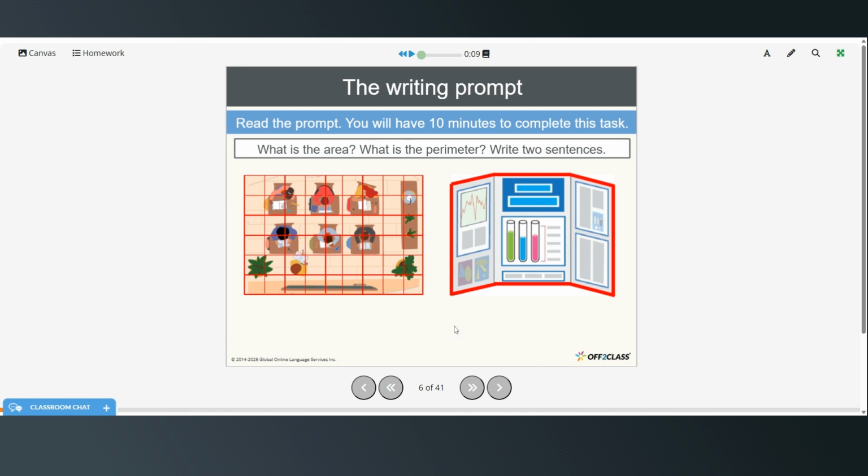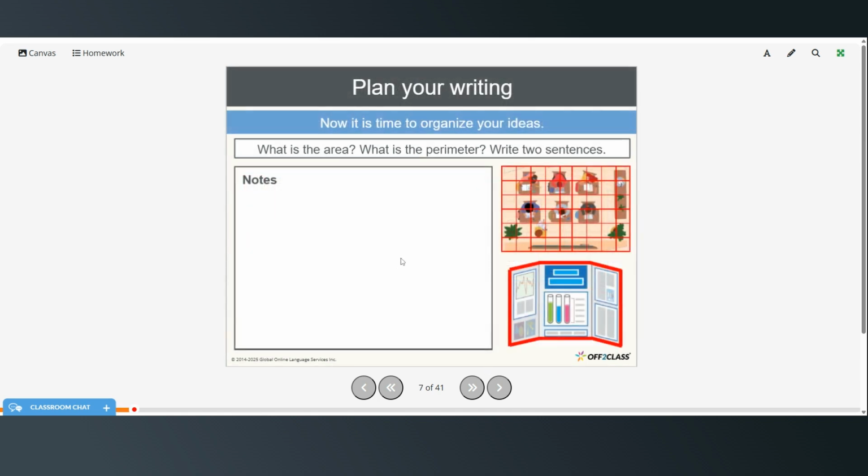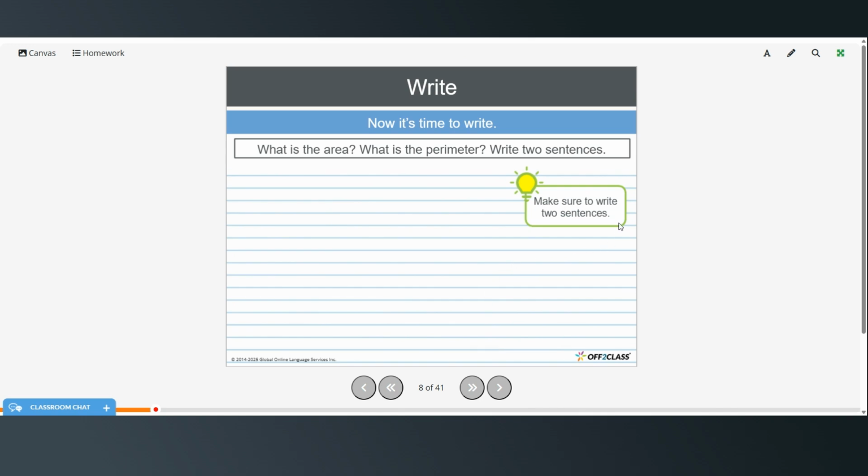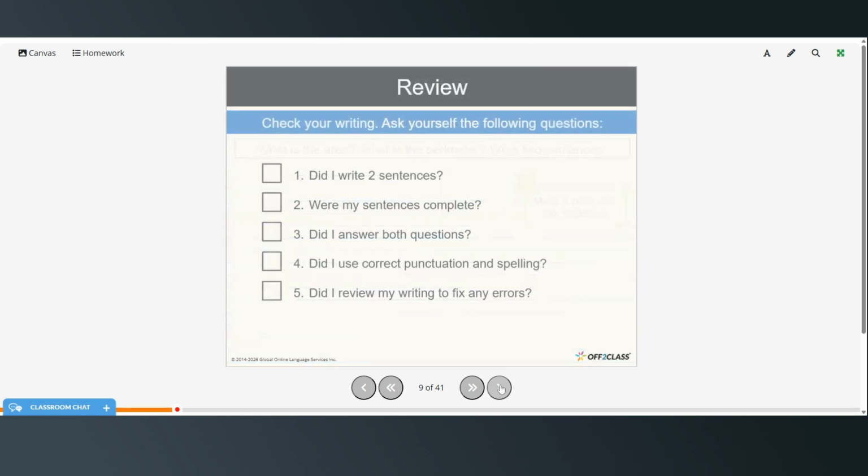So you want to look at the pictures and any notes that you took. Then write your 2 sentences. And then check your sentences against the items in the checklist.